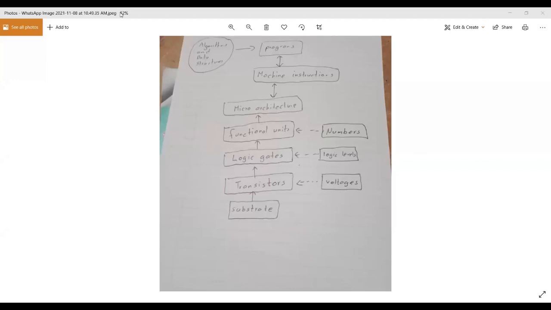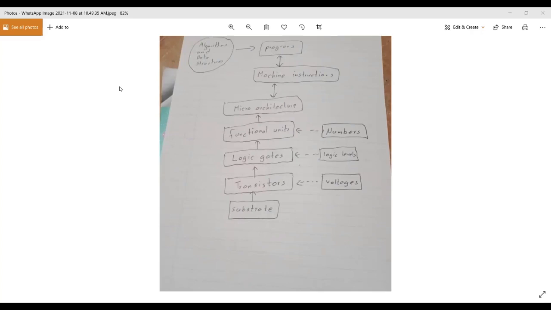Right, okay. That's interesting. So you have the hardware stuff towards the bottom and software towards the top. So let's start from the bottom. You have the substrate, like silicon or whatever, the semiconductor, and you build transistors on top of that. You build logic gates using transistors, functional units using logic gates, and microarchitectures using functional units, right? So yeah, that is very correct.